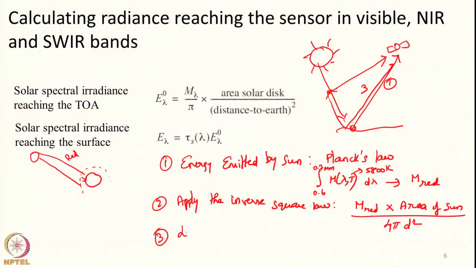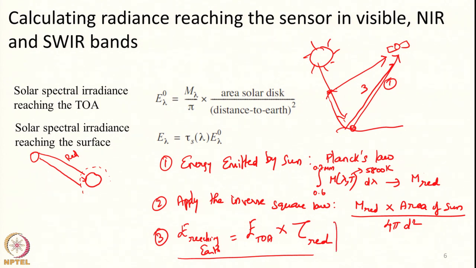So energy E reaching the earth surface is equal to E top of atmosphere multiplied by the transmissivity of the atmosphere in the red band. Transmissivity is the fraction of energy that reaches the earth surface. Let us say 100 units of energy reaches the top of the atmosphere. Out of that 100 units, if 70 units reach the earth surface, then transmissivity is 0.7. So this will give us the energy from the sun reaching the earth surface.